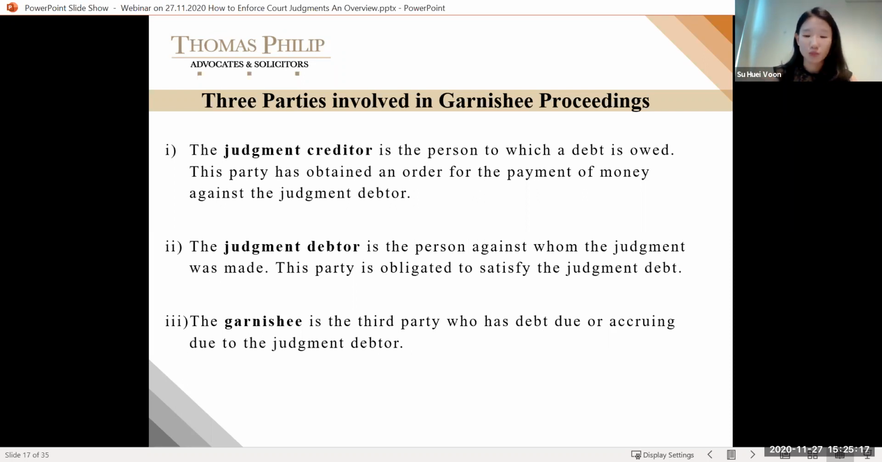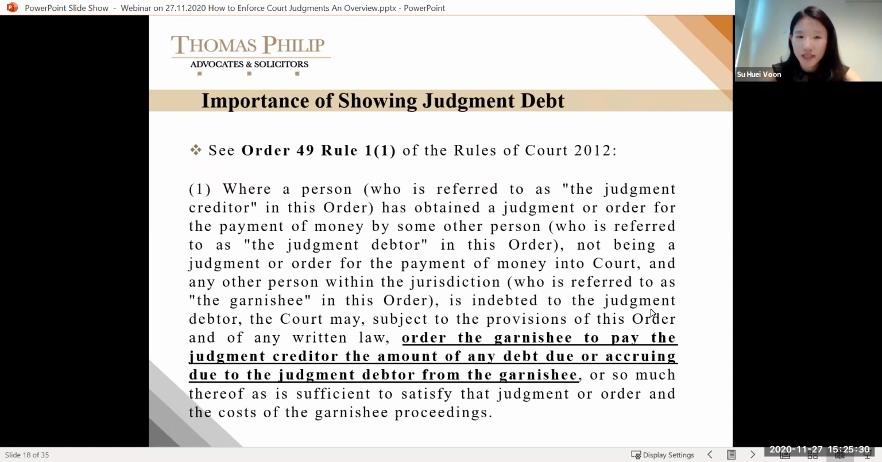So the most common scenario is where you actually already have a court judgment which says that the judgment debtor must pay the judgment creditor 100,000. So that's actionable. A contingent debt would only come into play if the contingency actually happens. So that is how Garnishee proceedings would work. So we'll explain the mechanics further.